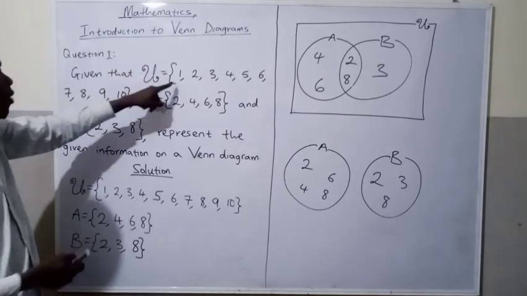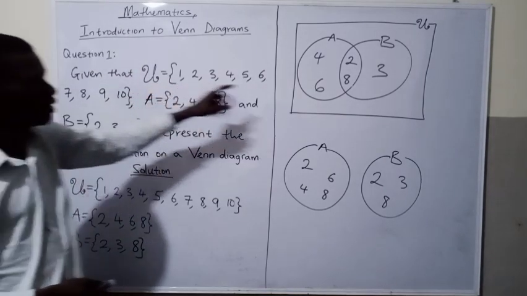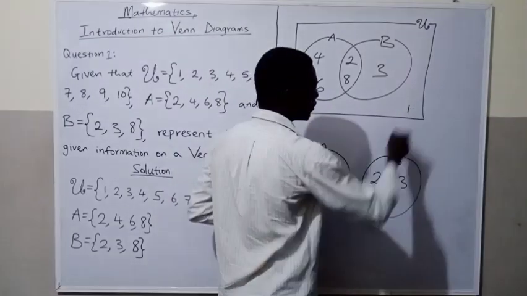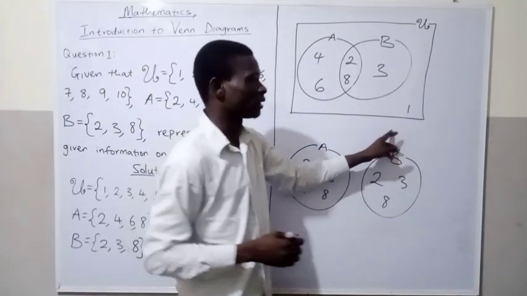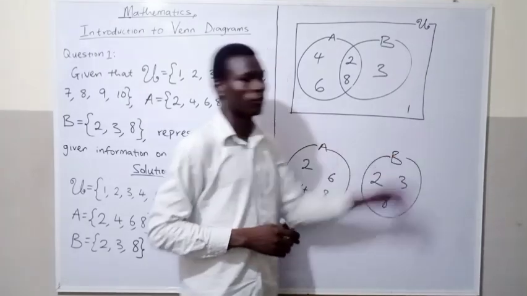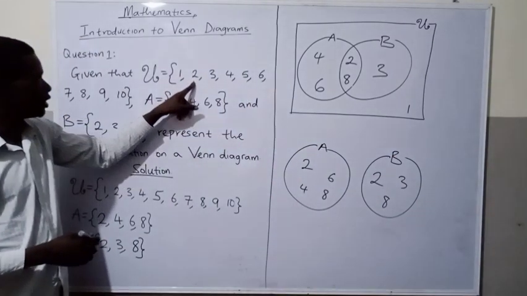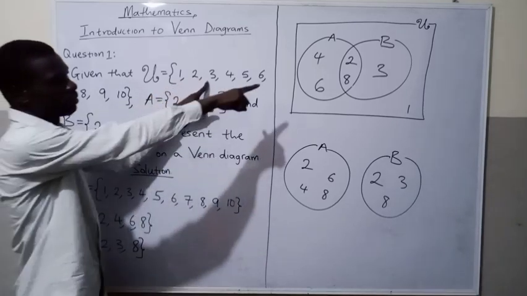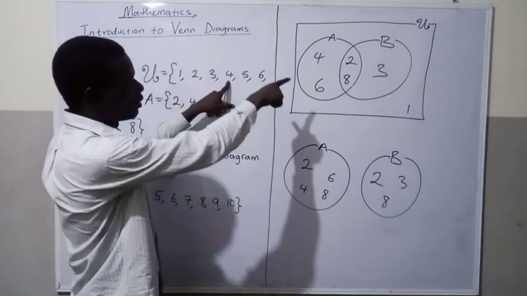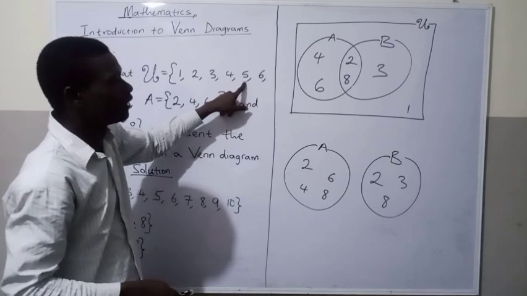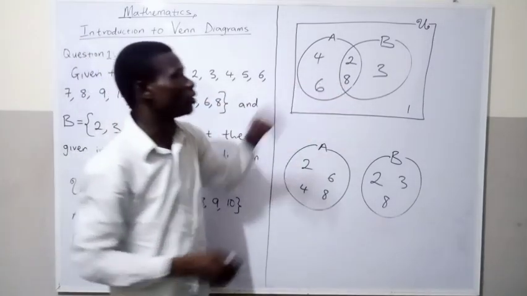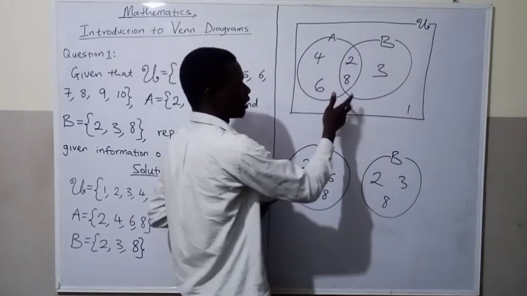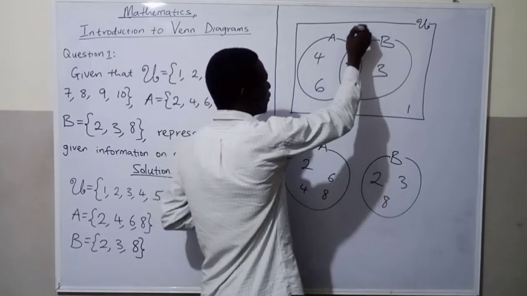For example, we have 1 in the universal set, but it has not been taken down here. So that 1 can be entered anywhere as long as it's in the universal set. It doesn't go outside the rectangle for the universal set. There is 2 here, and 2 has already been entered. No need. There is 3 here. 3 has already been entered. There is 4 here, but also entered. There is 5 here, but 5 has not been entered here. So we can put 5 either here, or anywhere in the rectangle as long as it doesn't fall in the circle. So our 5 can go here.